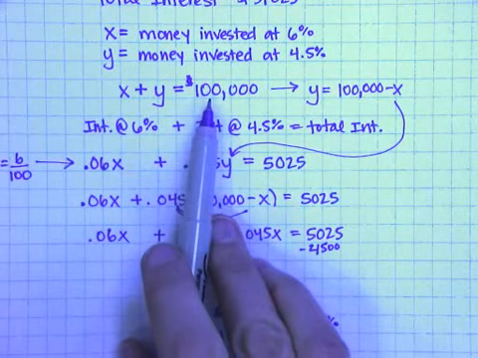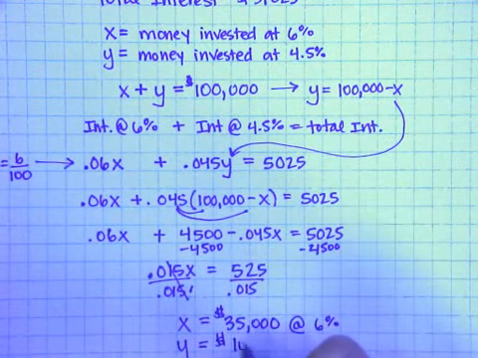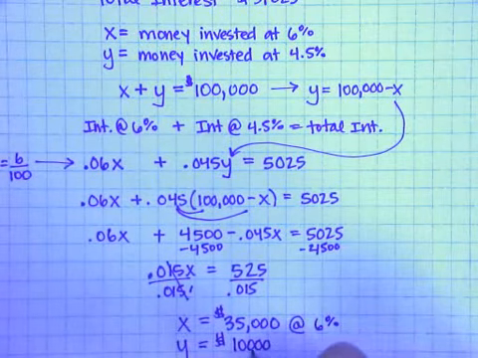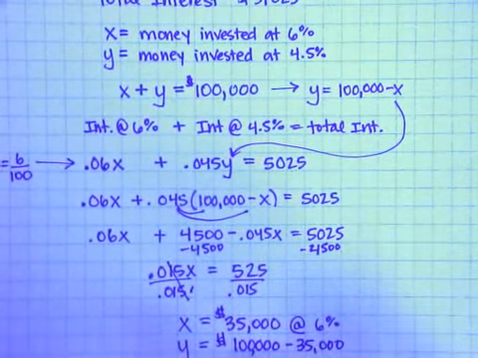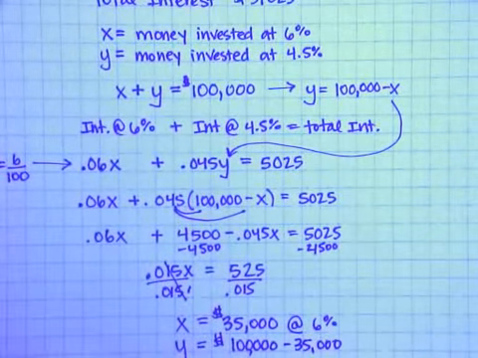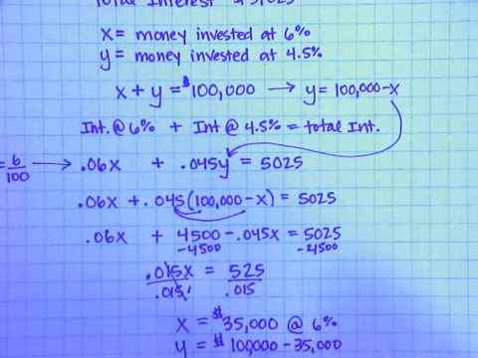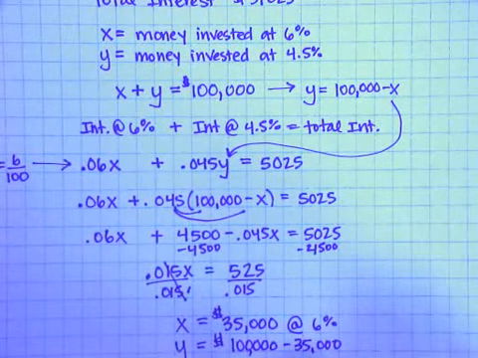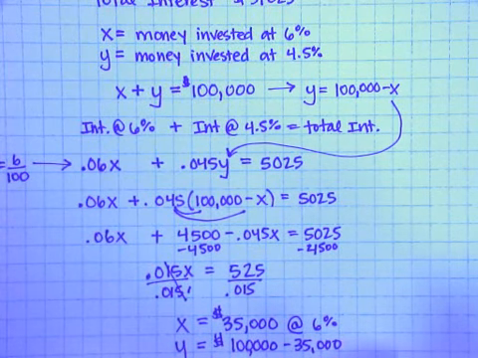Since y was 100,000 minus x, I can do 100,000 minus 35,000, which gives me, I think 65, but let's just double check. Yep, sure enough, 65,000. And that's at the 4.5% interest rate.